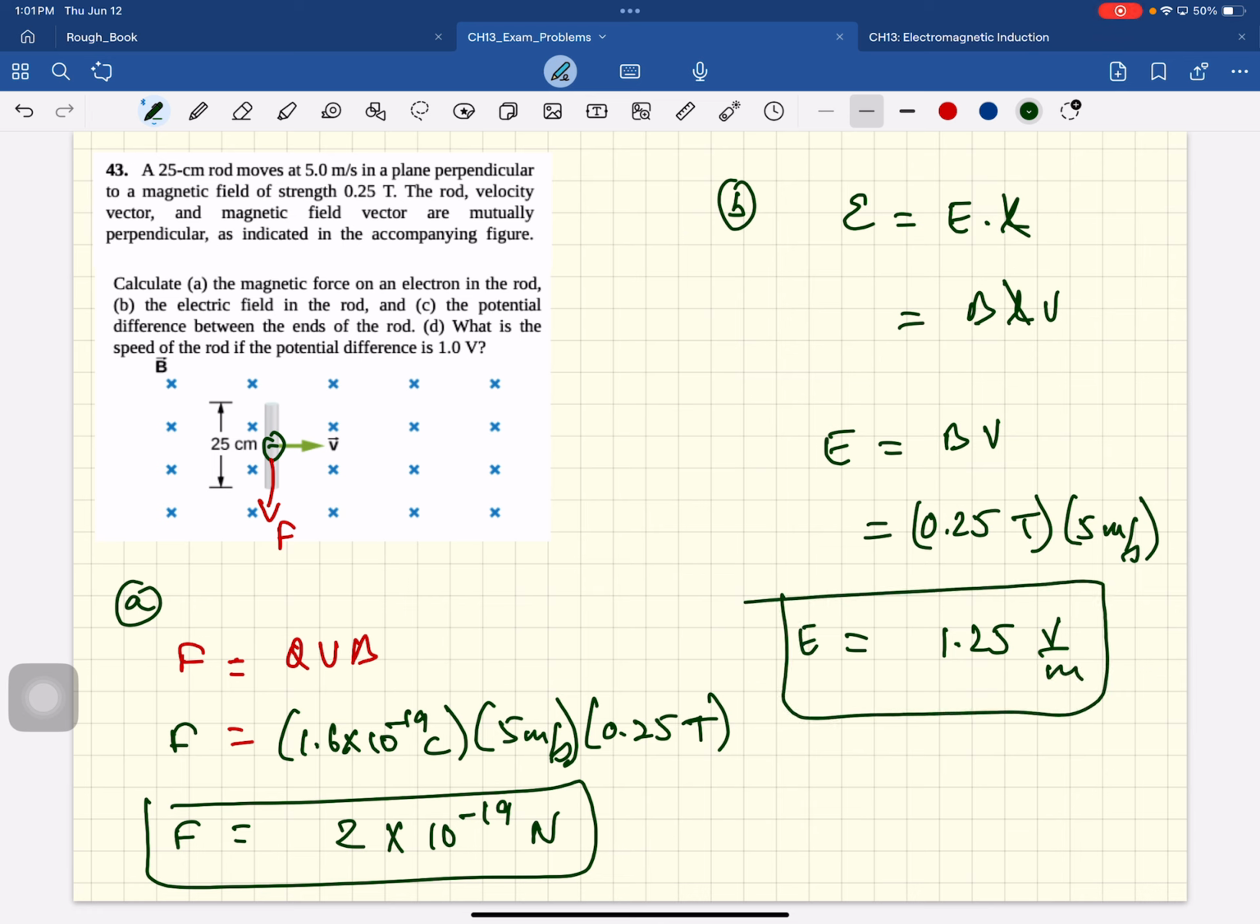So what does this tell you? If the rod were 1 meter long, the voltage difference would be 1.25 volts. You want a 2.5 volt battery, you take a 2 meter rod.